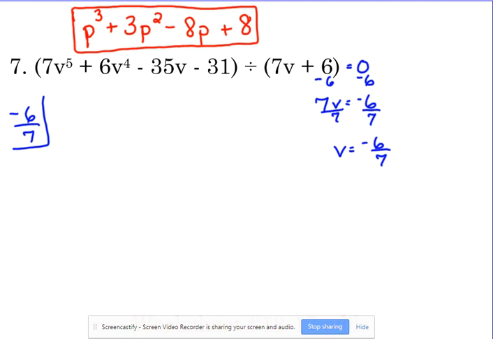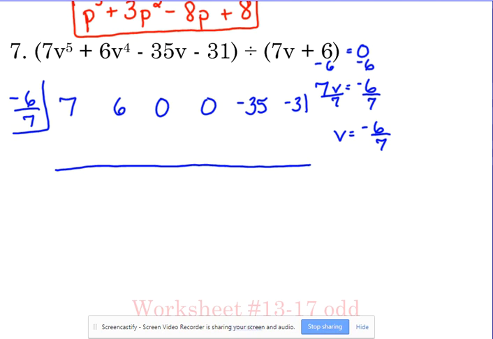Okay, we're in standard form, but we're missing a few terms. So, coefficients 7, 6, we're missing the cubed, we're missing the squared, then we've got negative 35 and negative 31. Okay, so bring down the 7. 7 times negative 6 over 7 is negative 6. 6 plus negative 6 is 0. So when we multiply anything by 0, we get 0. We add 0 and 0, we get 0. We multiply by 0, we get 0.